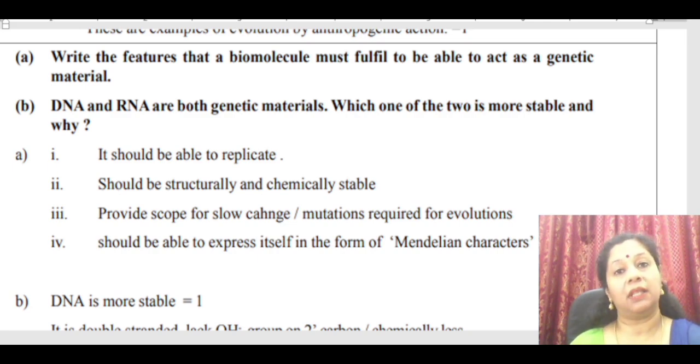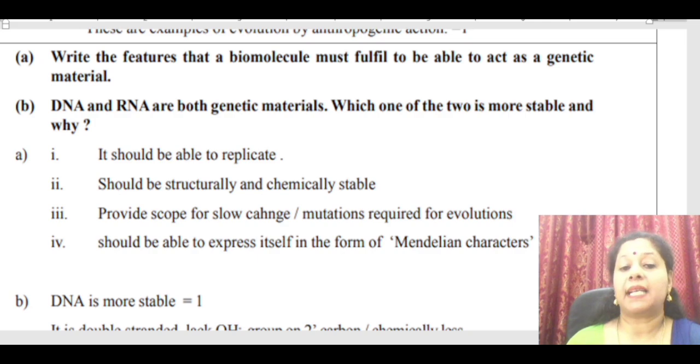In that sense, both DNA as well as RNA can replicate. The genetic material should be structurally and chemically stable. We know DNA is more stable and less reactive than RNA. It should also provide scope for slow change or mutations required for evolution. There should be scope for mutation or change, but it should be slow, whereas in RNA, the mutation is very fast.